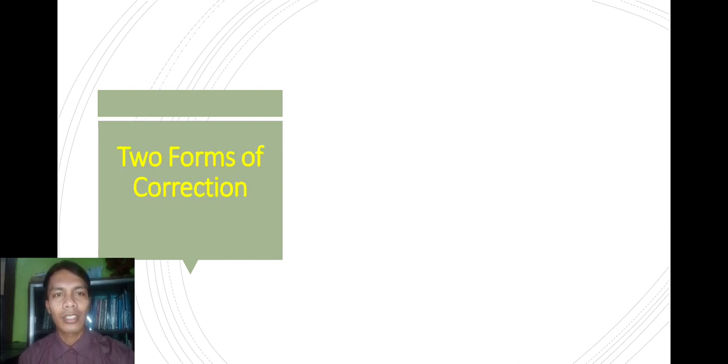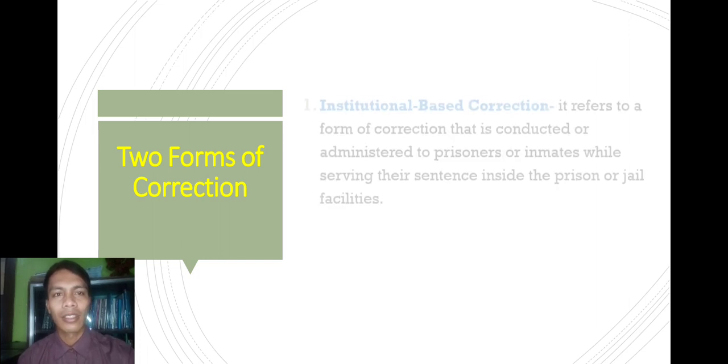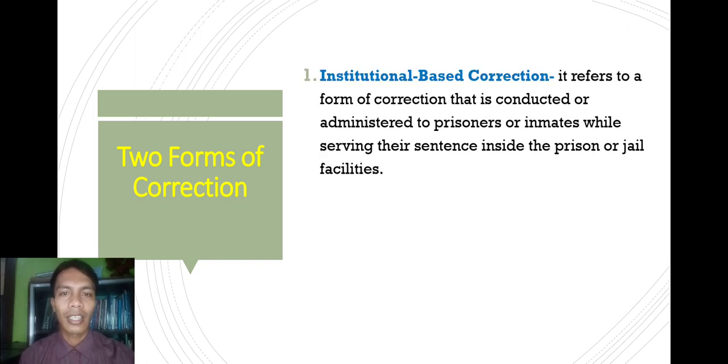Then next one is, there are two forms of correction. So correction has two kinds. First, this is called institutional based correction. So when we say institutional, it refers to a form of correction that is conducted or administered to prisoners or inmates while serving their sentence inside the prison or jail facilities.